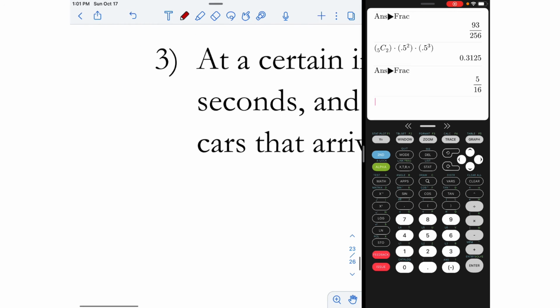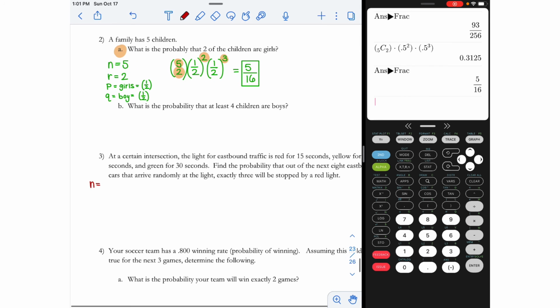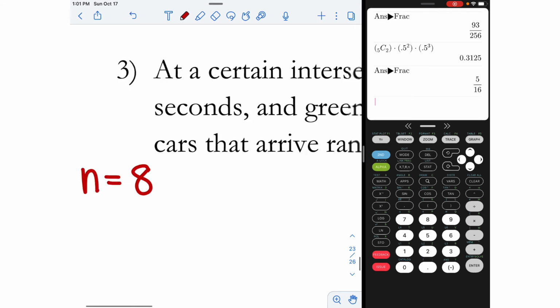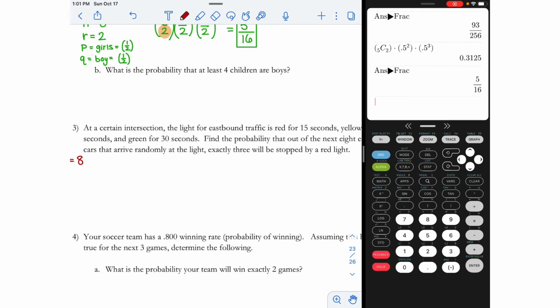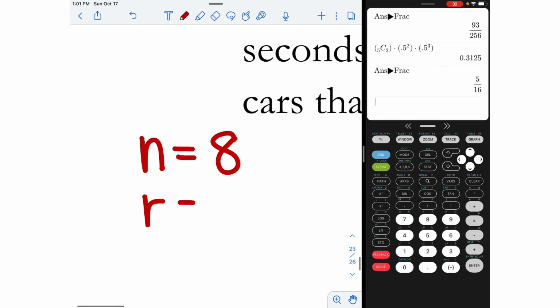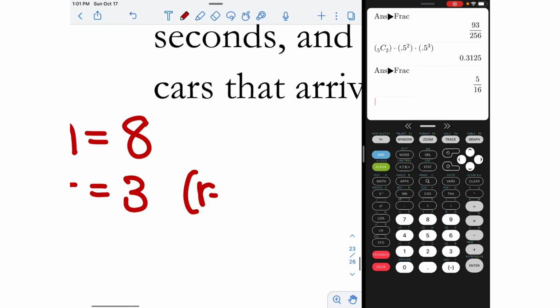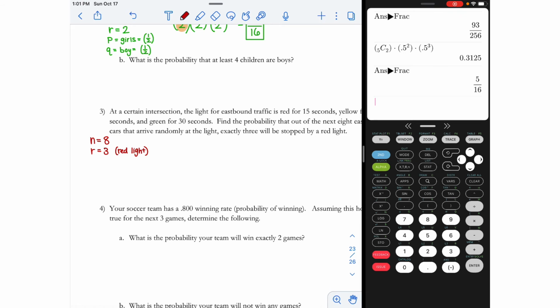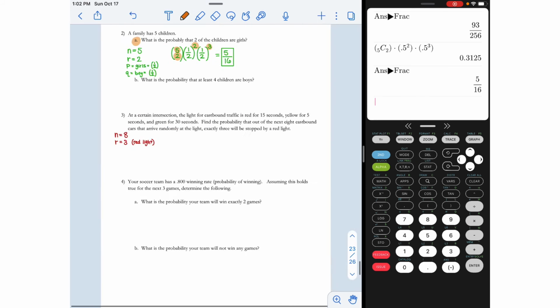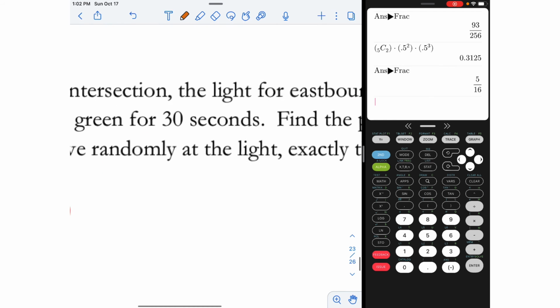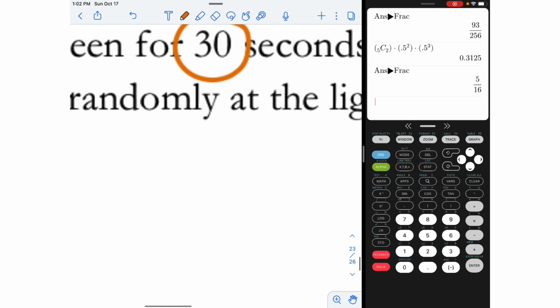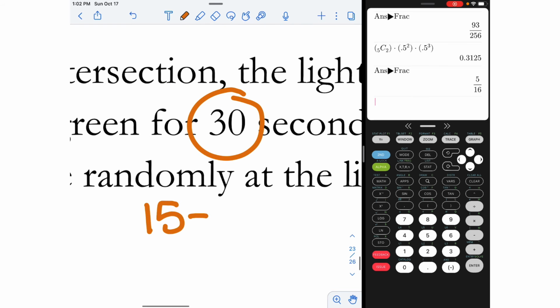Okay. So how many trials are there? It says out of the next 8, so that's the total amount of trials. How many successes do we want? A success is red, and that's going to be 3. Okay, let's talk about the probabilities here. Let's add up these seconds. 15 plus 5 plus 30. 15 plus 5 is 20, plus 30 is 50 seconds.